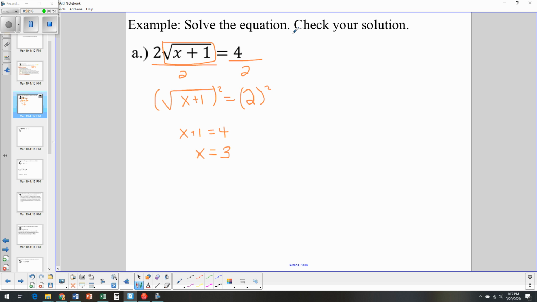All right, remember we said we do want to check our solutions. Oops, didn't mean to cross it out, meant to underline it. So I'm going to plug this x is 3 back in here just to make sure. So that's 2 times the square root of 3 plus 1 is equal to 4. So this is 2 times the square root of 4. We know the square root of 4 is really 2, so we get 2 times 2 equals 4. And yes, that does in fact work. So x equals 3 is a good solution.